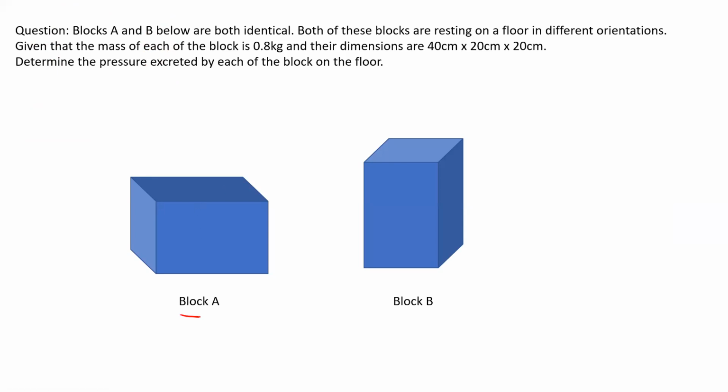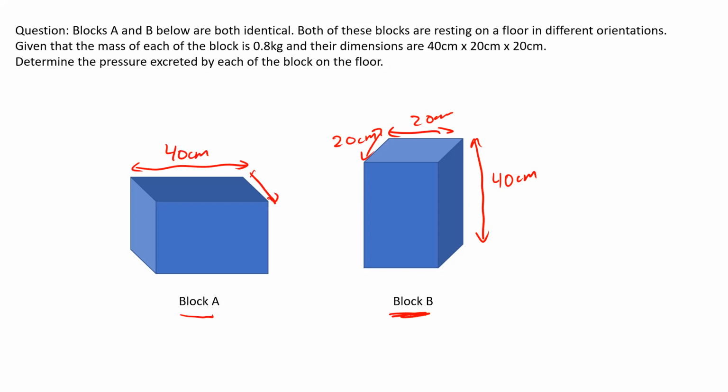So we can see we have block A, block B, and of course this will be the 40 cm for block B. This of course will be the 20 cm, and this will be 20 cm as well. For block A, this is the longest side, so this will be the 40 cm. This will definitely be 20 cm, and this will also be 20 cm as well.